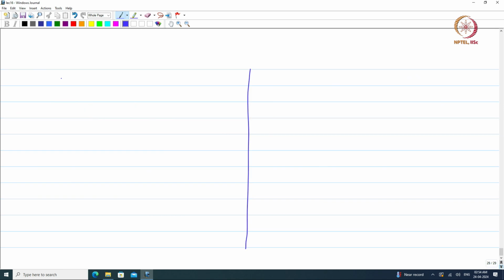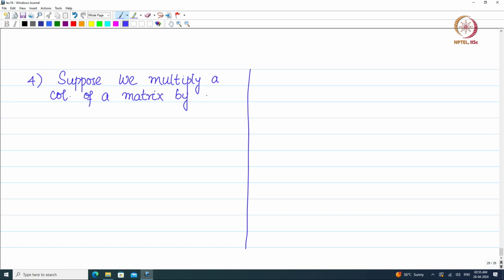So, the fourth property is, suppose we multiply a column of a matrix by, say, some scalar k.